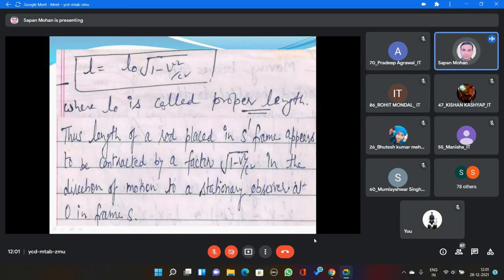Clear? Where L naught is called the proper length. I already explained why this is the proper length. The length of a rod placed in the rest frame appears to be contracted by a factor of root 1 minus v square by c square in the direction of motion to a stationary observer at O in the frame. ठीक है? Is there any problem up to here? No, sir.